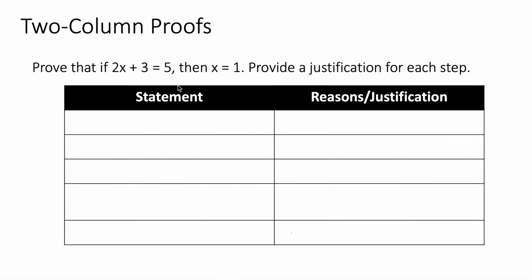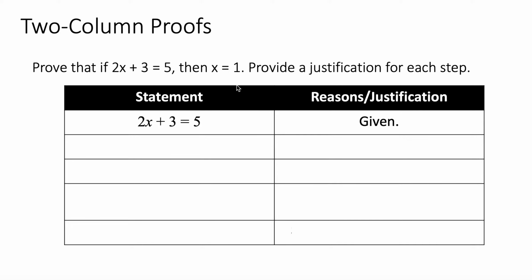The most standard way of doing proofs in geometry is with a two-column proof. I'm going to use this very basic algebraic question here to show us how to do that. So first of all, we put the statements that are true on the left-hand side, and on the right-hand side we give a reason or justification. So I'm going to say that 2x plus 3 equals 5, and that's what we've been given. So we always start with what we've been given.